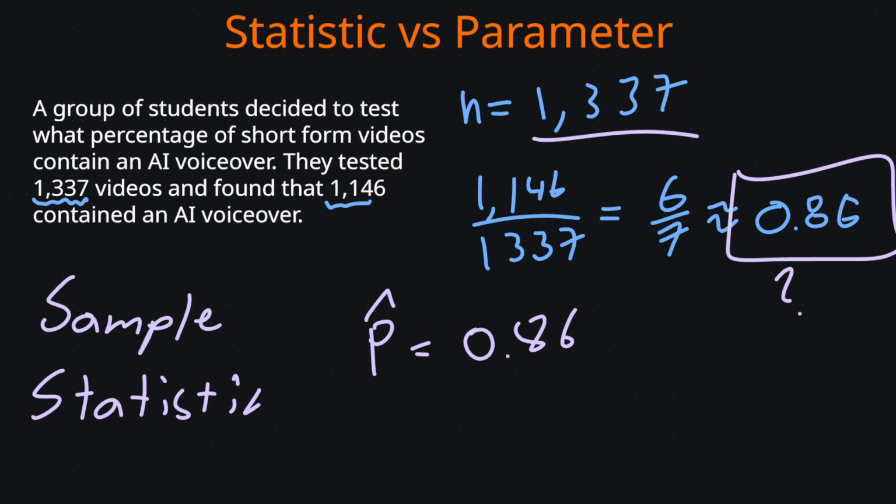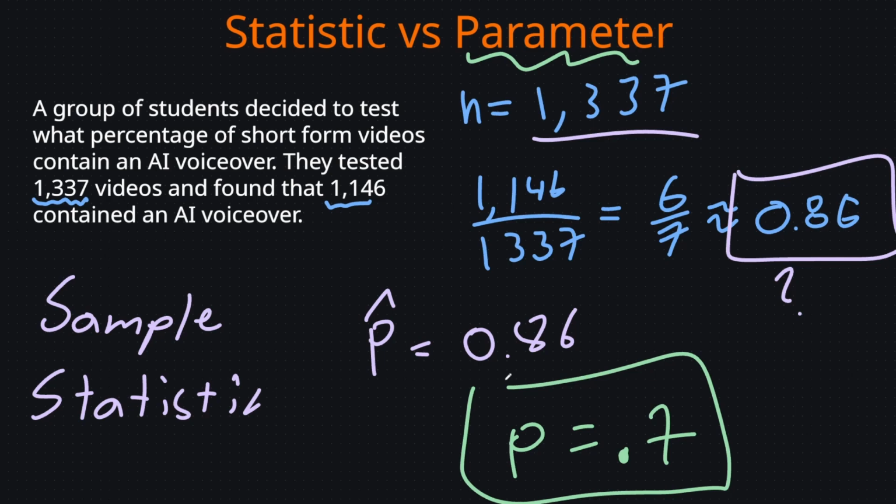Now, what would the parameter be in this situation? In this situation, a parameter would be the proportion of all videos in the entire world or whatever category you care about that actually contain an AI voiceover. So if, for example, we found that via extensive testing of every video ever made in the world, the actual percentage of AI voiceovers is something like 0.7, especially because this could include videos from far into the past, I would say that P is equal to 0.7. This is how you write the parameter for a proportion. This is a parameter.